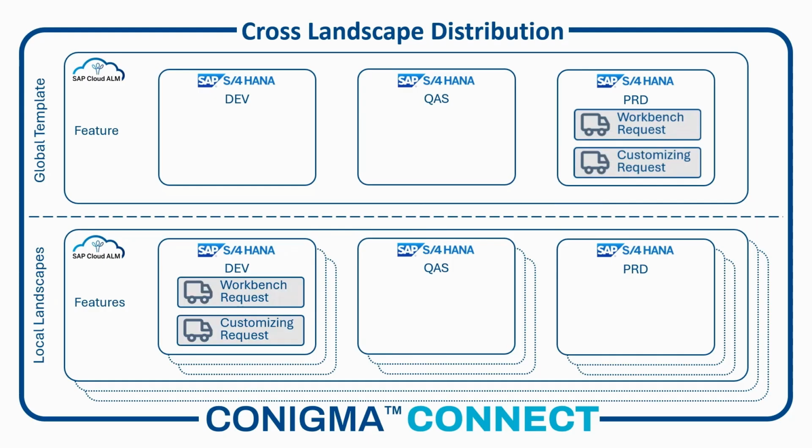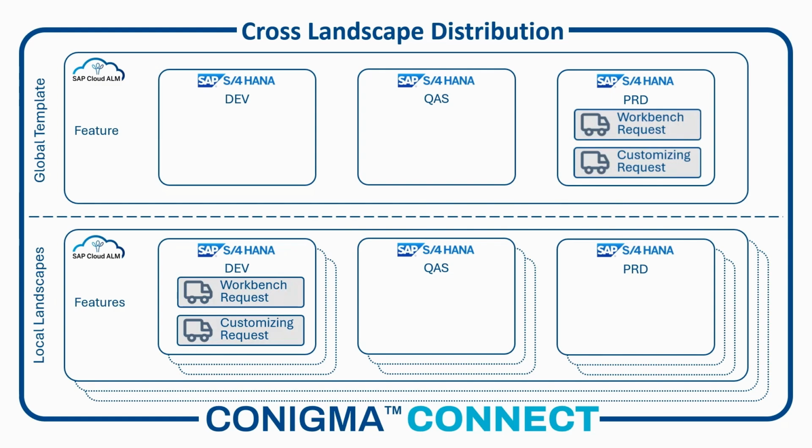Immediately after the import, an automated repackaging process is executed. During this process, the transported objects are separated again into a workbench request and a customizing request. This ensures that the global developments are distributed into all local lines, where they can be transported further, together with the corresponding features, into QA and later into production.